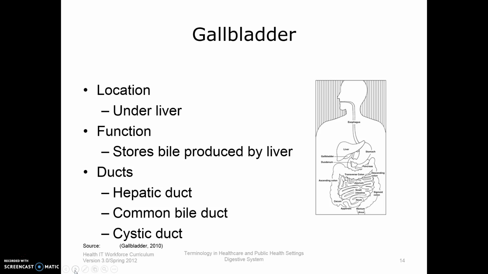The gallbladder is another one of the accessory organs of the digestive system. It is located under the liver. It stores the bile that is produced by the liver. The hepatic duct carries bile from the liver into the common bile duct. The common bile duct, in turn, conveys bile to the duodenum. The cystic duct is a short duct that joins the gallbladder to the common bile duct. The presence of fatty chyme in the duodenum causes the gallbladder to contract, sending bile into the duodenum to digest the fats.